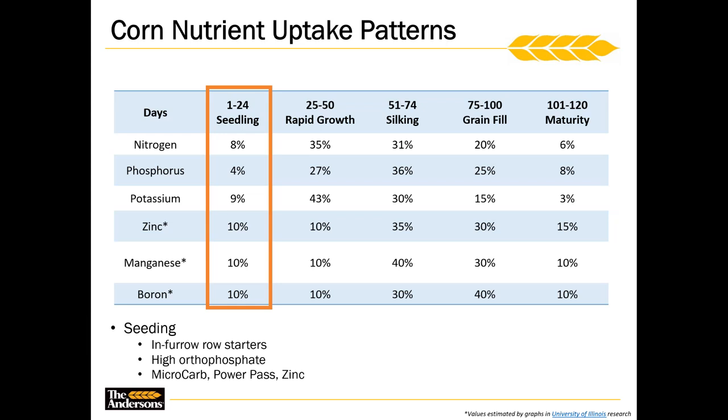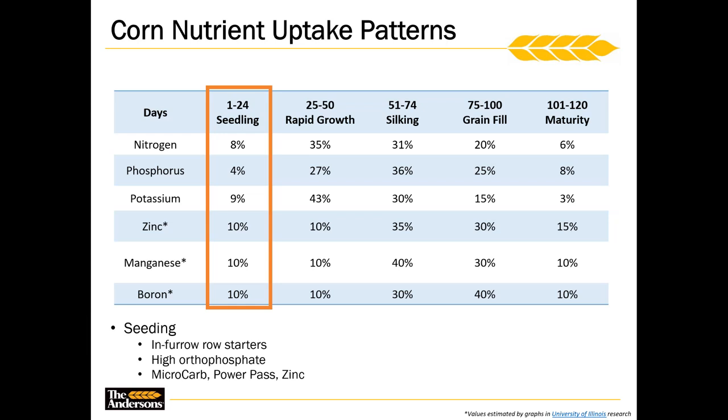So when we look at our recommendations, what we want to focus on here will be our in-furrow row starters, focusing primarily on a high orthophosphate one, because we want that phosphorus to be immediately available for that crop to utilize and stop dependence on the seed as quickly as we can.